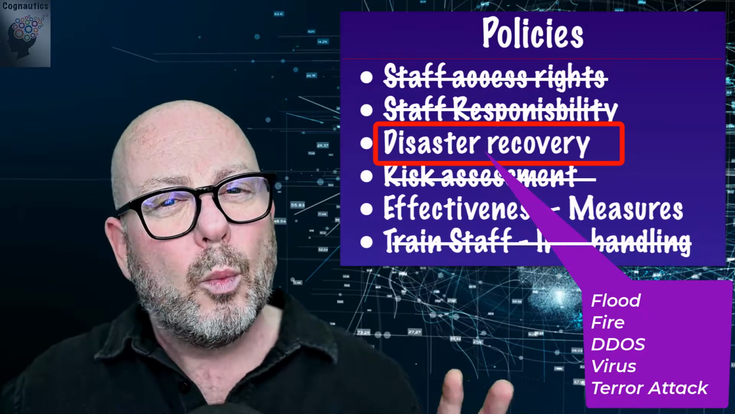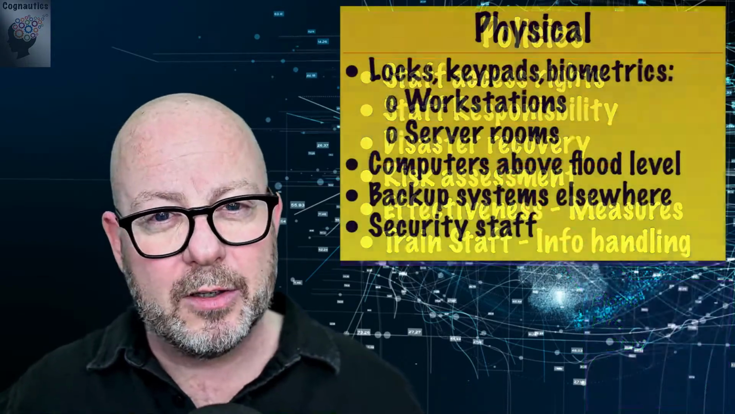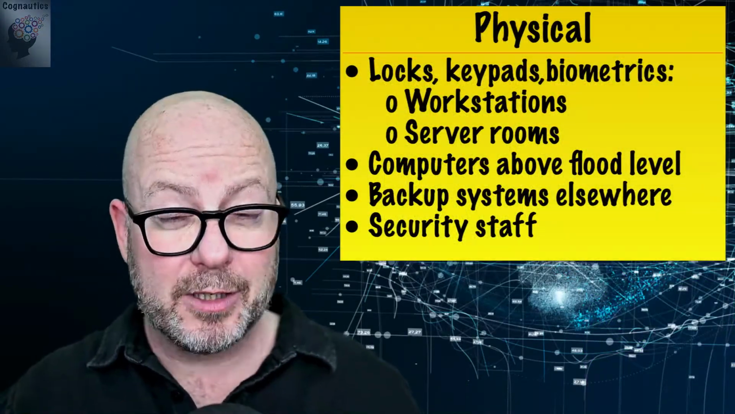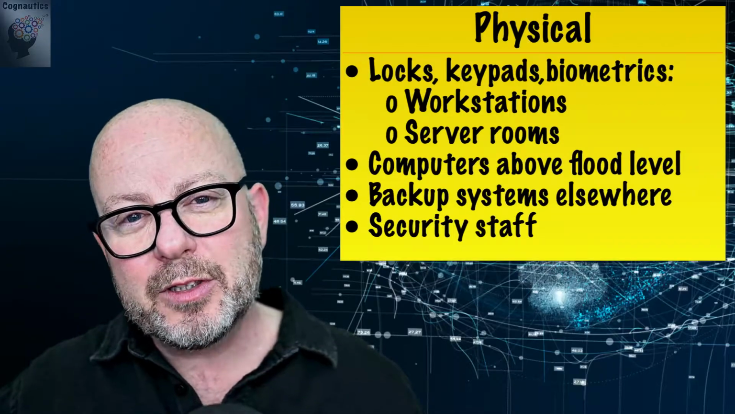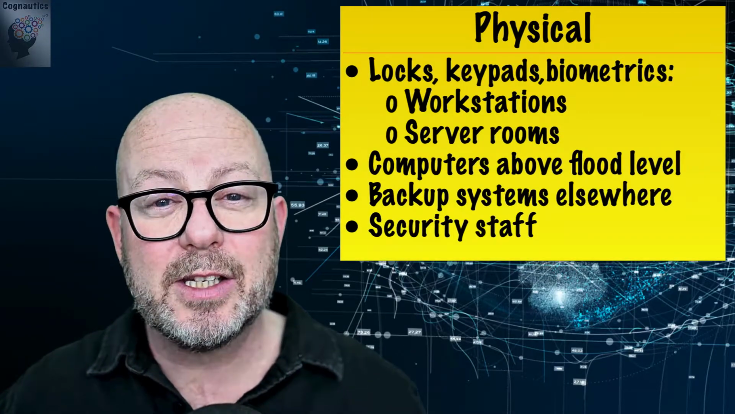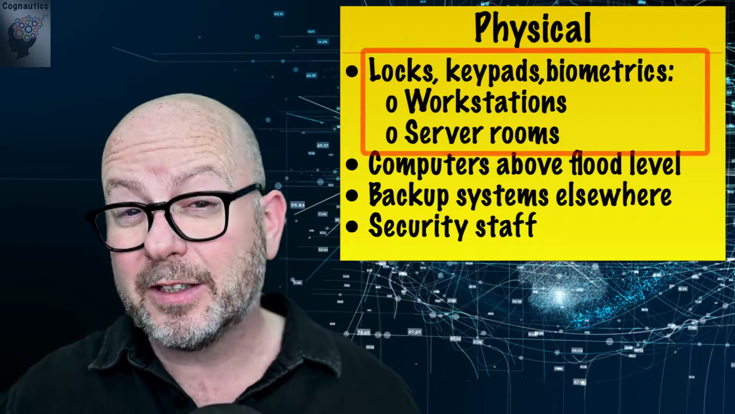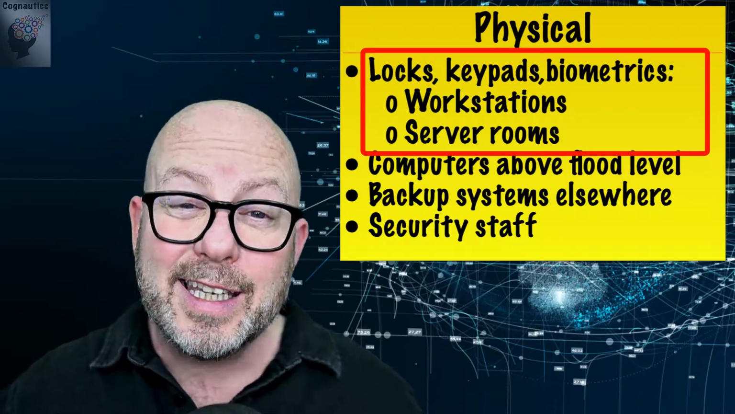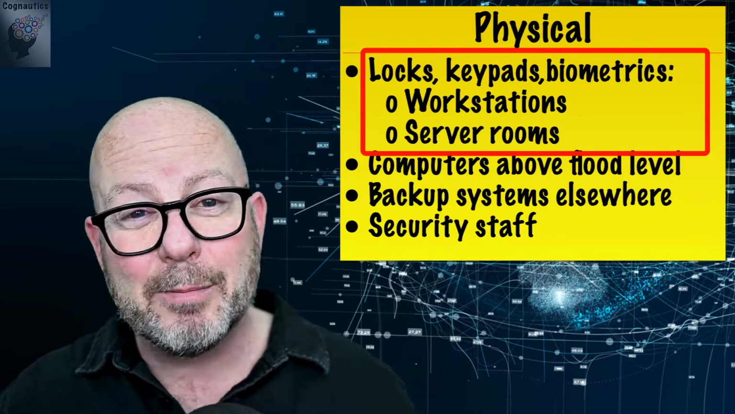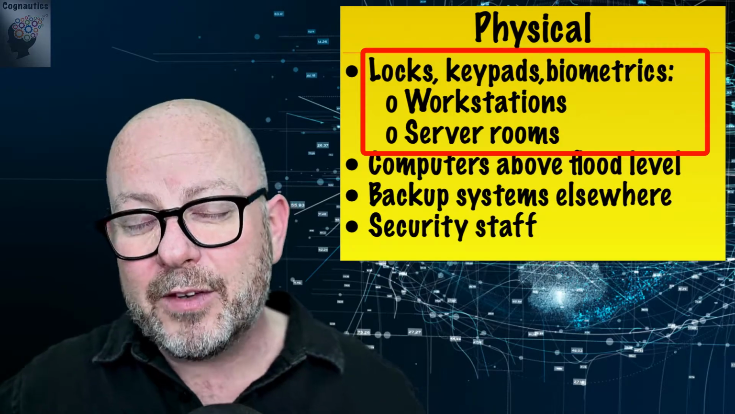We've got two more protection measures to look at. Let's start with physical protection. Physical protection is concerned with keeping data secure from the standpoint of the physical world. Locks, keypads, security guards, biometrics, these are all examples of physical protection.